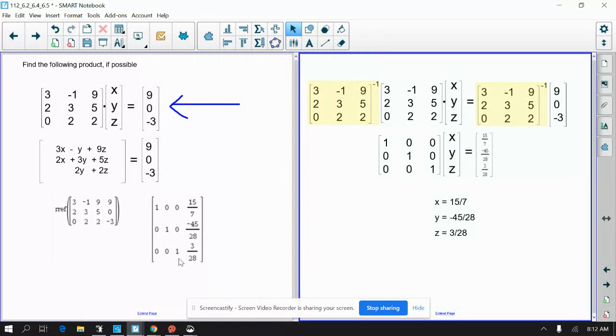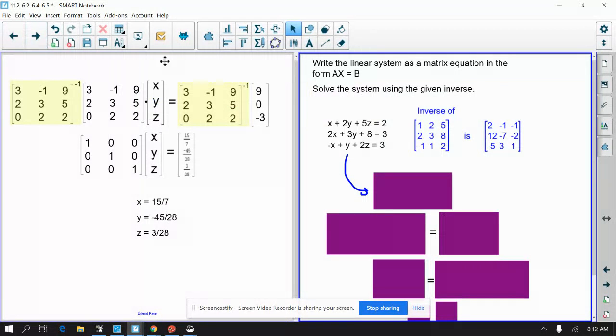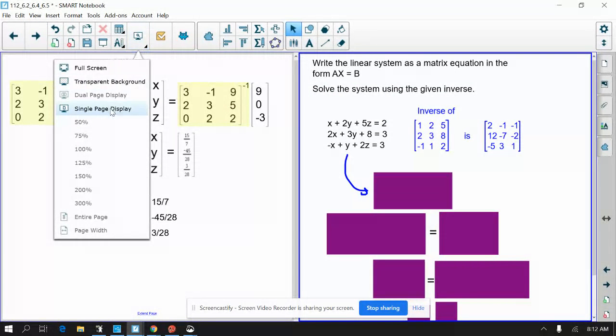So there are two ways to solve these systems. You can RREF an augmented matrix, or you can think of it as a matrix equation and then use inverses to solve. And this is our final example.